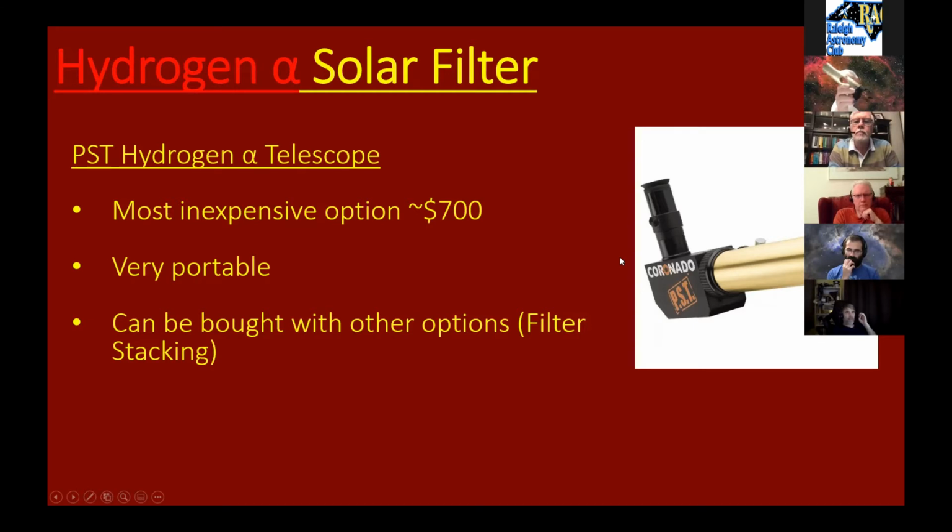It is very portable. It's tiny though, so it's not a very big telescope. Steve is holding one up there. You can also buy other ones that have an additional hydrogen alpha filter. This is called filter stacking. The PST comes in the bandpass that I was just talking about, 0.7 nanometers, but it also comes in 0.5, and basically that's just two hydrogen alpha solar filters stacked on top of each other to further narrow the bandpass. But anyway, that's one type of standalone solar scope.